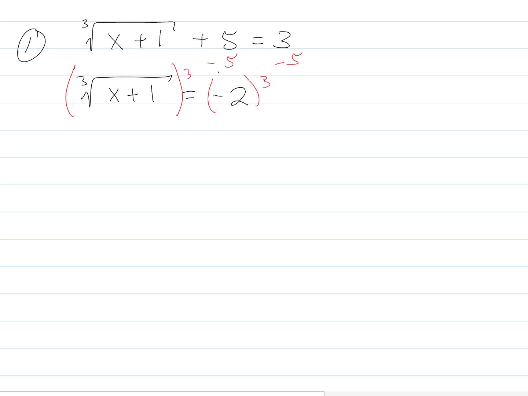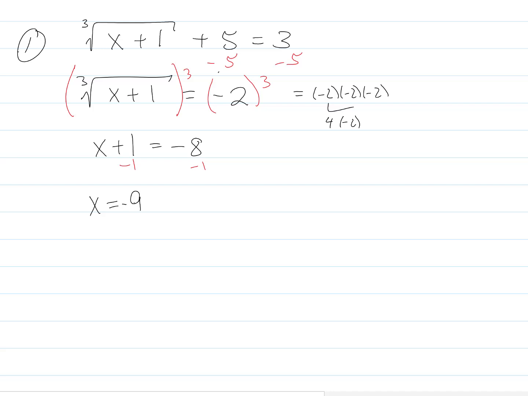Okay, so I've got x plus 1 on the left, and on the right, remember that's -2 cubed, so that's -2 times -2 times -2, so that's +4 times -2, which gives me -8. Then I'm going to subtract 1 from both sides, and I'll get x equals -9.